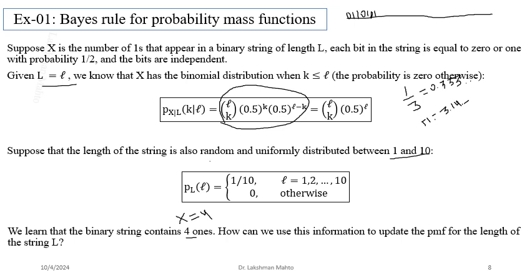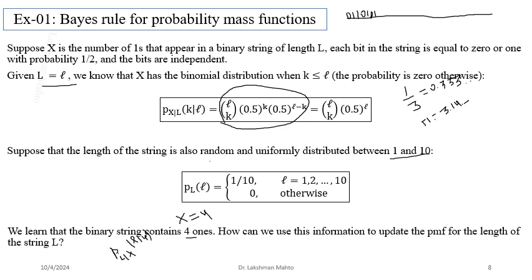Okay. How can we use this information to update the probability mass function for the length of a string L? That means you have to find what? The probability mass function of L given X equal to 4. So here we will write it: a small p with suffix L given X, of small l, and what is observed? X is observed here as 4. So we will write here 4.